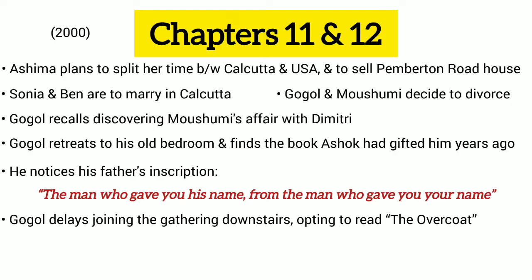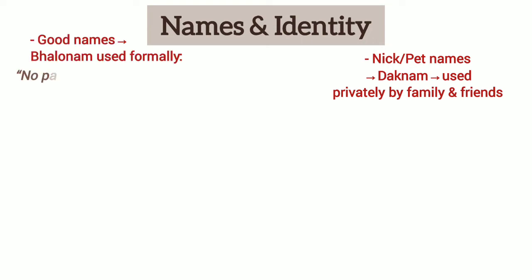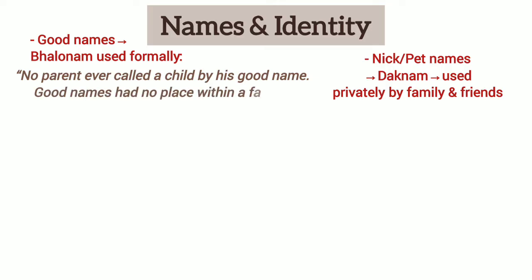Let's discuss the important themes and key ideas of Lahiri's The Namesake. Obvious from the title of the novel, the most important theme is names and identity. The Bengali practice of pet names or daknam is used privately by family and friends, and good names or bhalonam is used formally. No parent ever called a child by his good name. Good names had no place within a family.